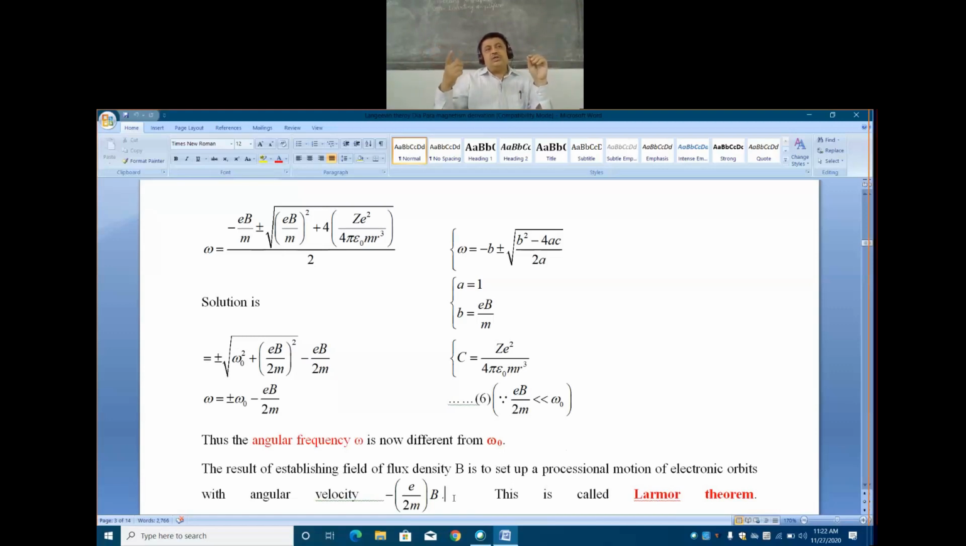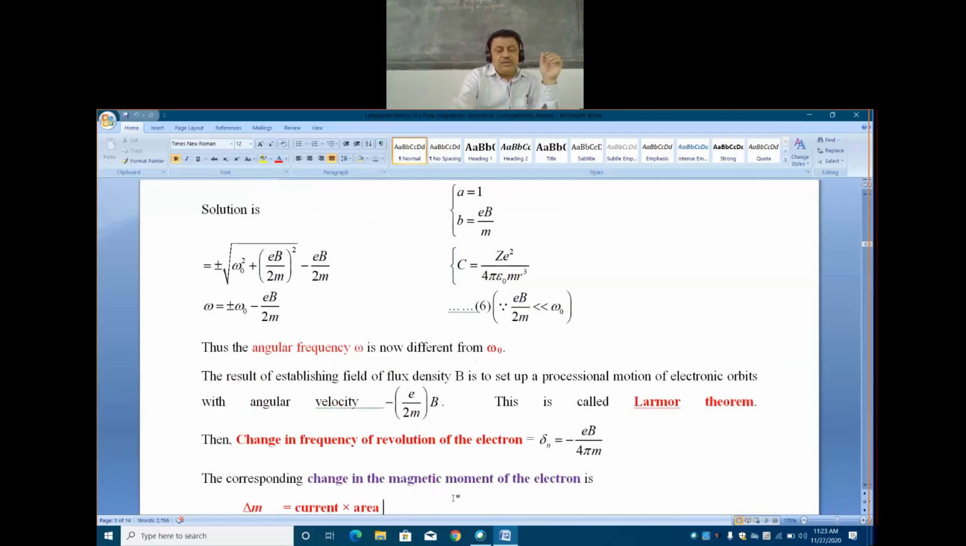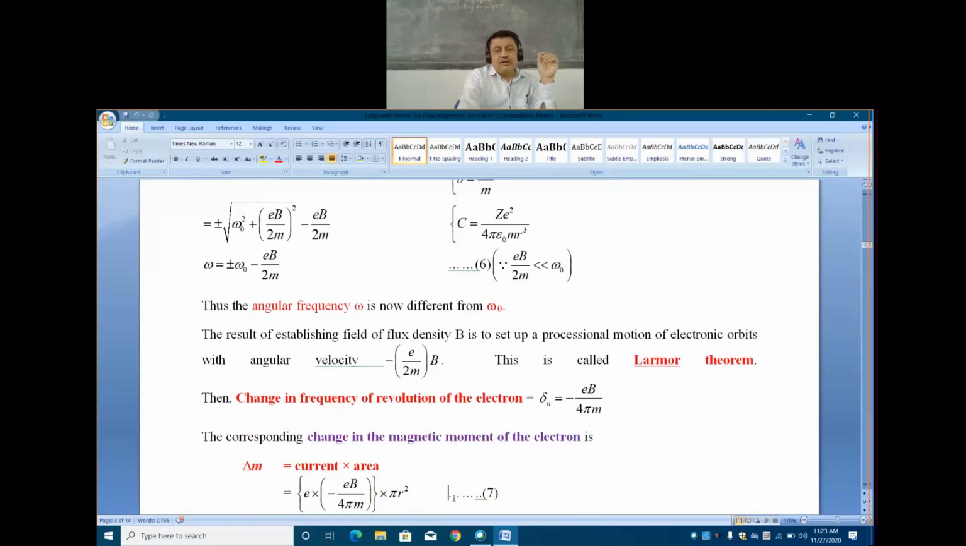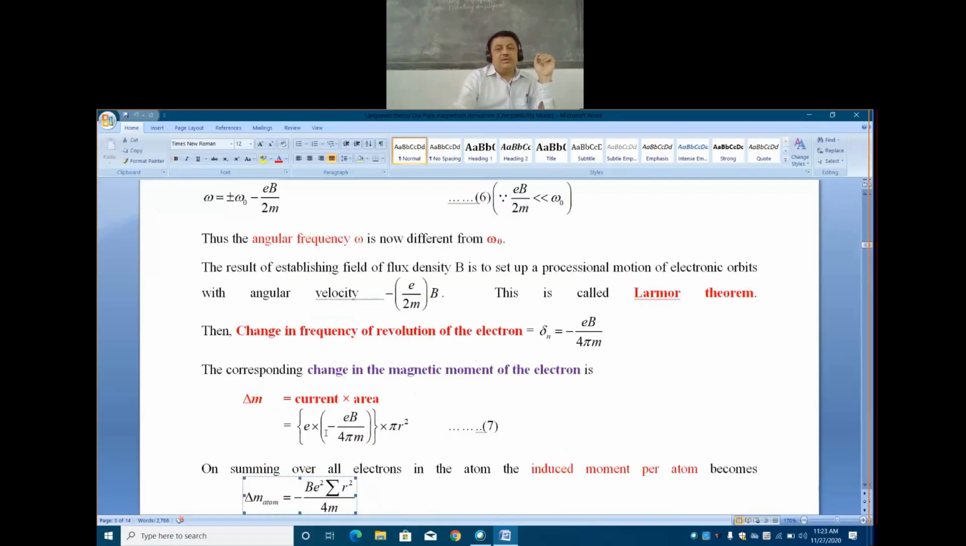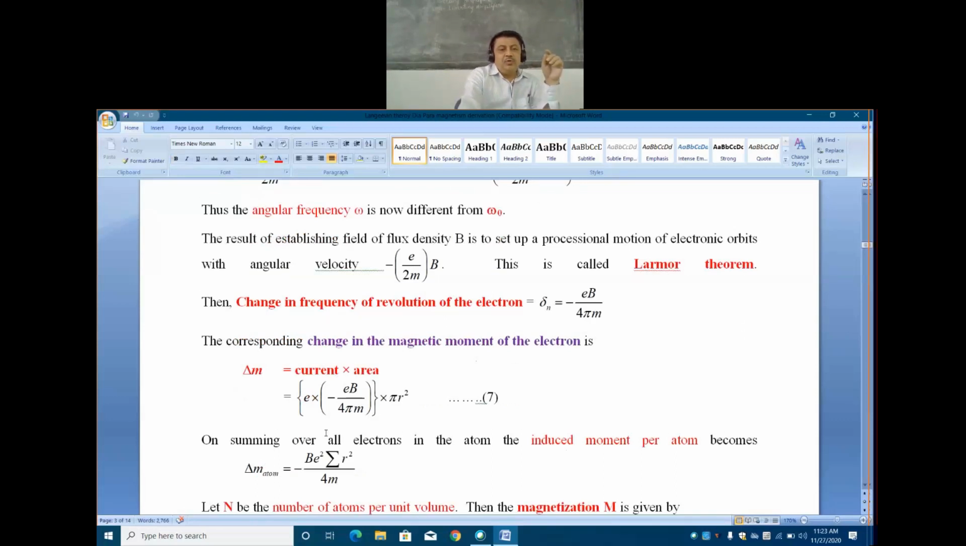Because of this change in revolution, change in frequency, there is also a current induced. So this is what we are going to see in the next step. The change in frequency is minus eB by 4 pi m, and because of the change in magnetic moment, change in frequency, there is a current induced in the atom. Therefore, delta m is equal to current into area.